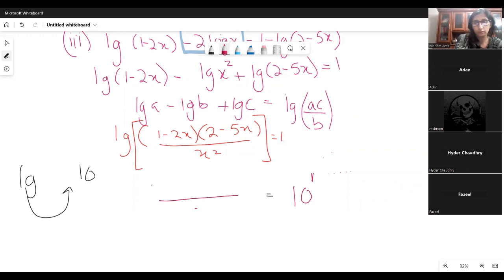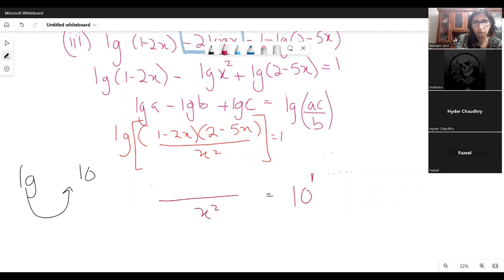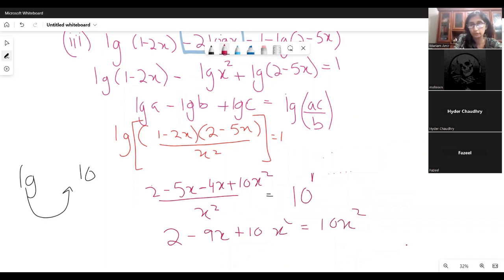I'm going to expand the numerator simultaneously. So we have 2 minus 5x minus 4x plus 10x squared. Let me double check. 2 minus 5x plus minus 4x plus 10x squared. Okay, rearrange. So 2 minus 9x plus 10x squared equals 10x squared. So the square terms cancel out. So we have 2 is equal to 9x. So x is equal to 2 by 9.